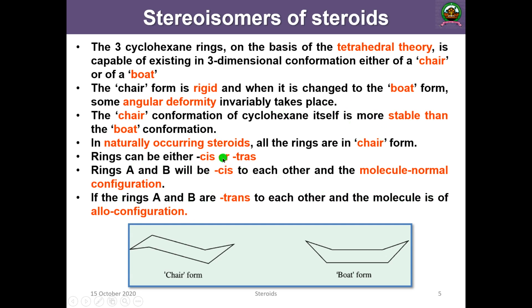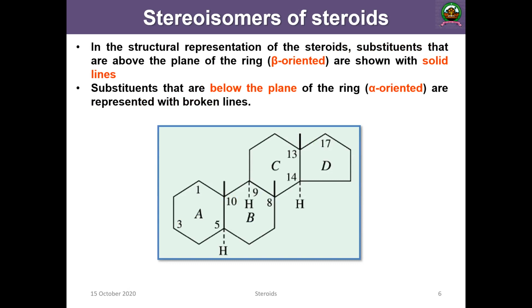They can exist in both cis form and trans form. Okay, cis form is known as a normal configuration. Trans form is known as an allo configuration. So this is the stereoisomerism commonly exhibited by steroids. And in the structural representation of the stereoisomers of steroids, there are substituents.